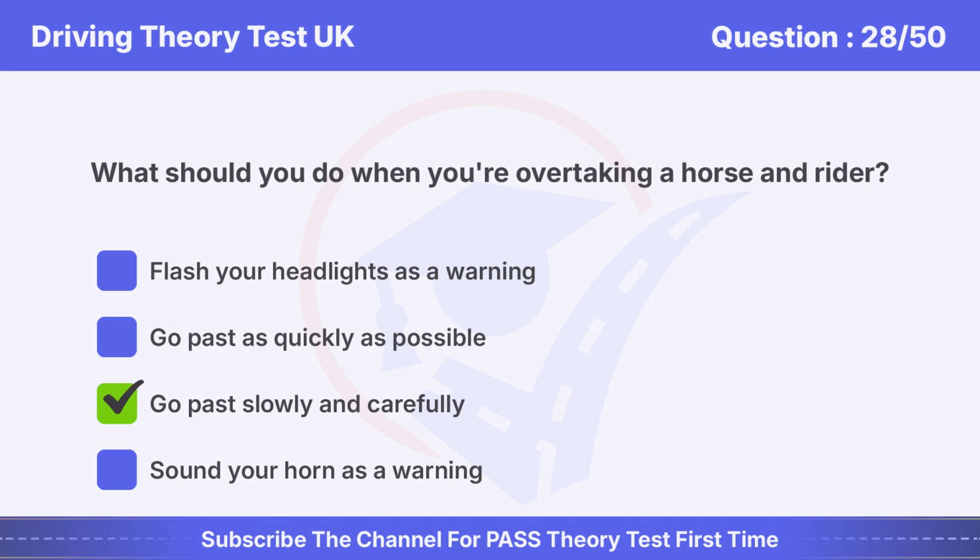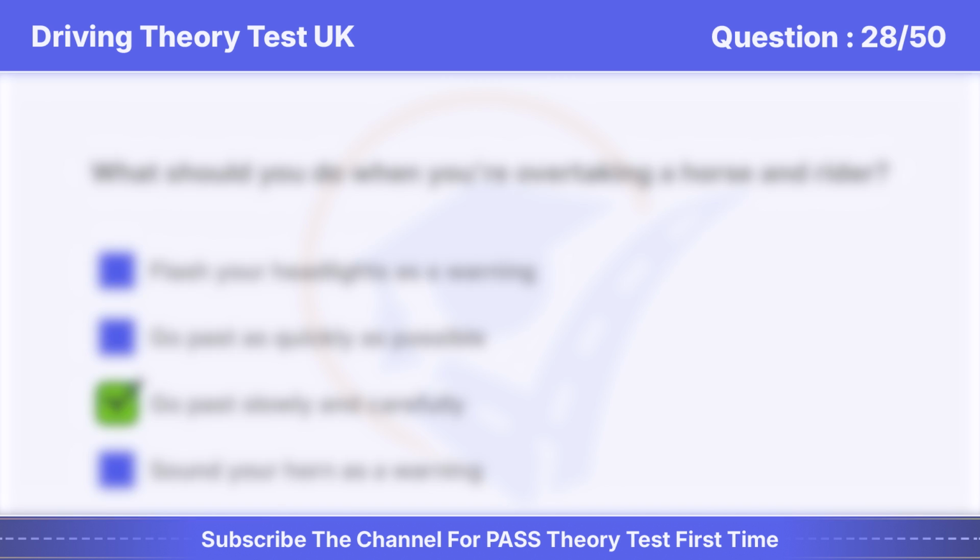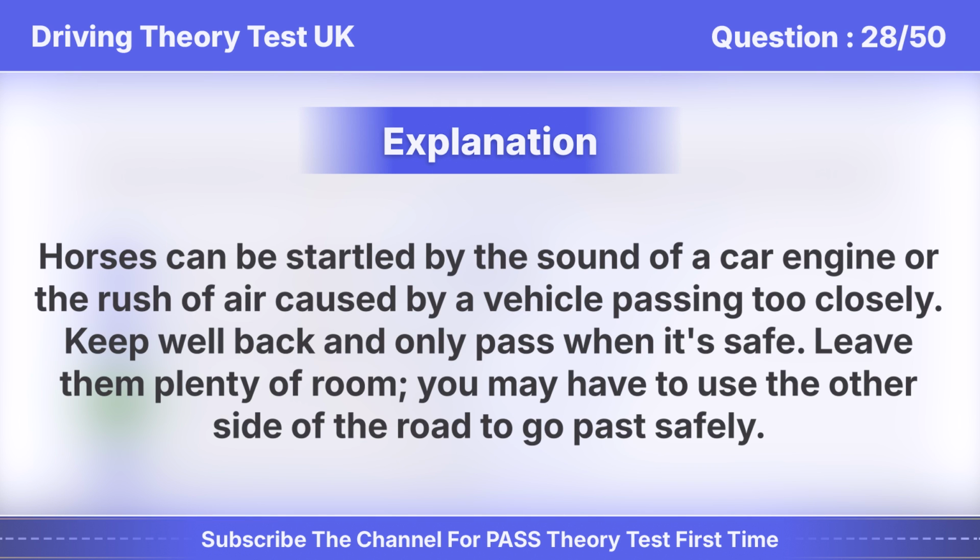Answer is C. Go past slowly and carefully. Horses can be startled by the sound of a car engine or the rush of air caused by a vehicle passing too closely. Keep well back and only pass when it's safe. Leave them plenty of room. You may have to use the other side of the road to go past safely.